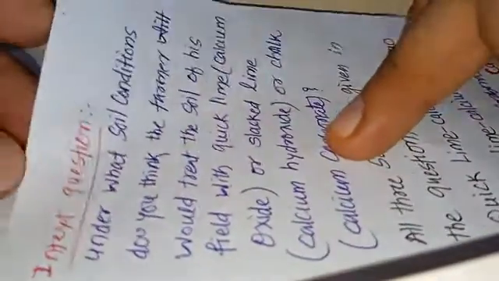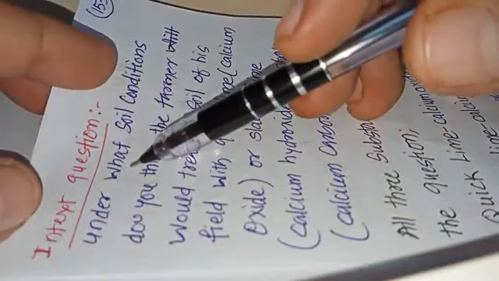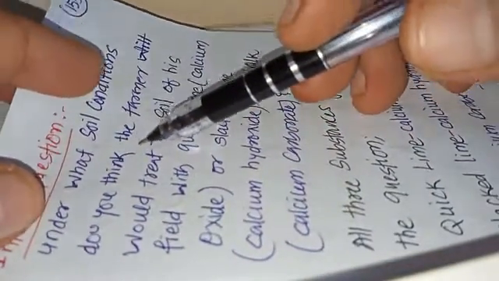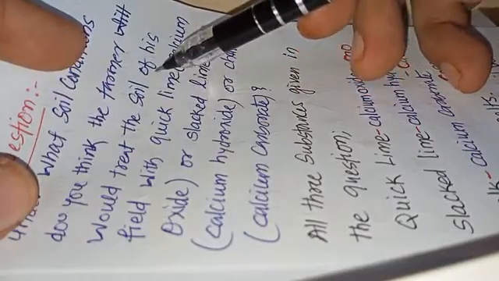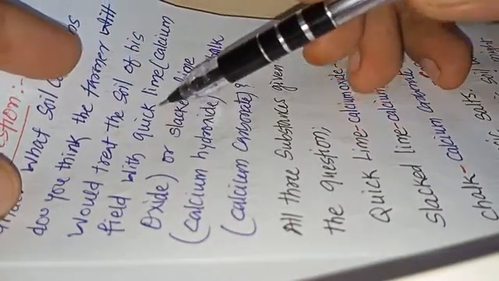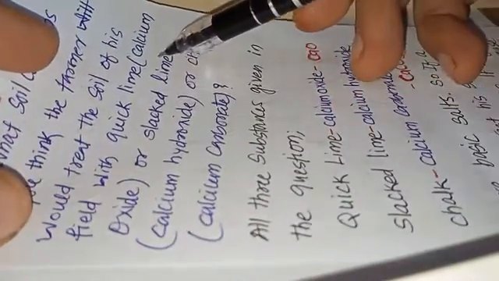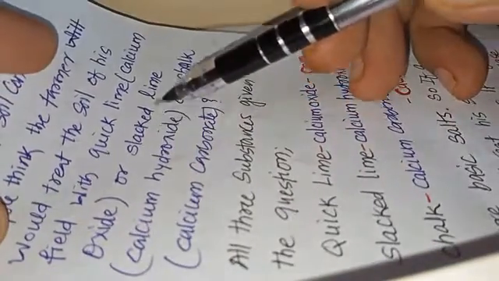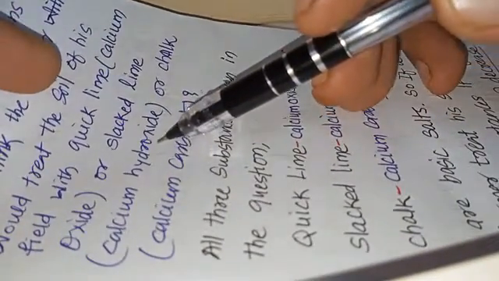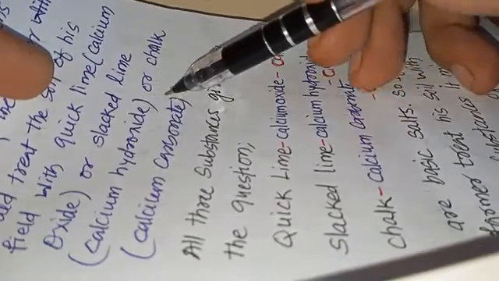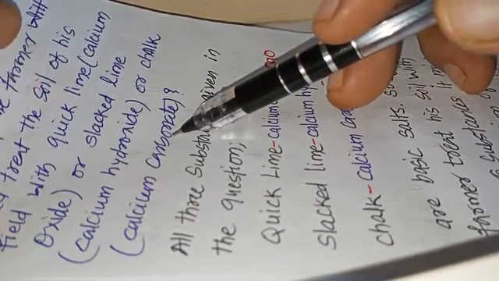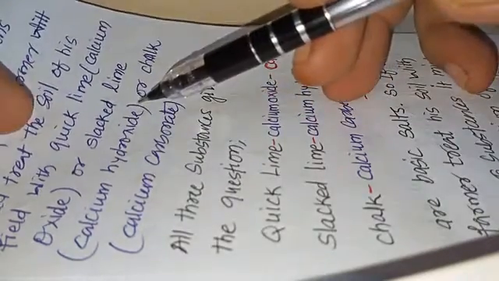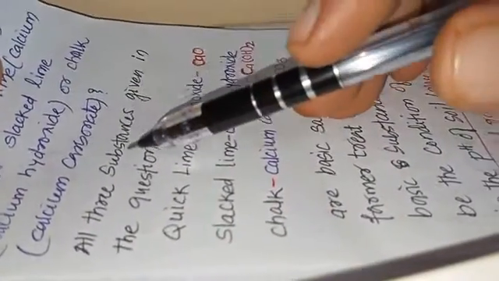The Intext question says that under what soil conditions do you think the farmer would treat the soil of his field with quicklime, which is also known as calcium oxide, or slaked lime, which is also known as calcium hydroxide, or chalk, which is known as calcium carbonate? So under what condition should the farmer treat the soil with these substances? Let us understand the answer.